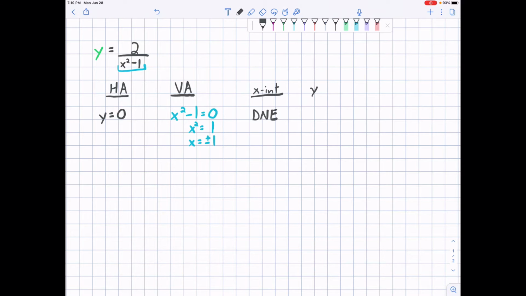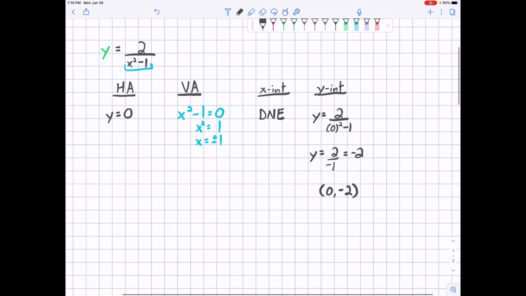Now for the y-intercept, we just make the x value equal to 0. So y equals 2 over, notice how I've replaced the x with 0, minus 1. y equals 2 over minus 1, which equals negative 2. That means I have a point at (0, negative 2). Now we can actually move on to the derivative part.